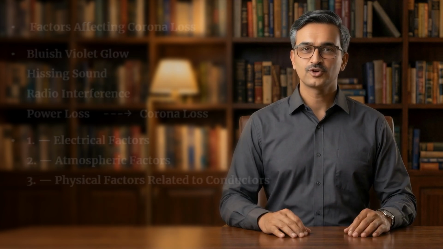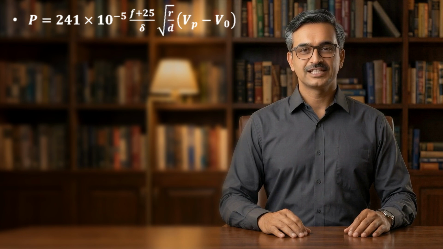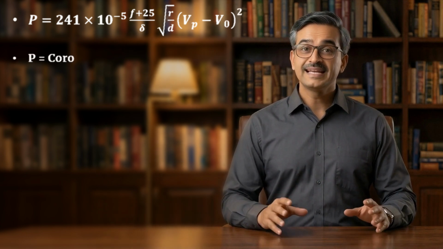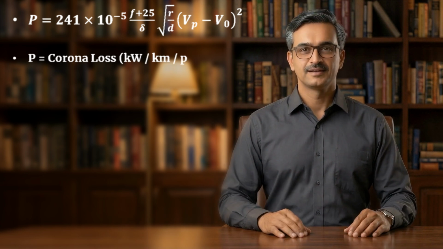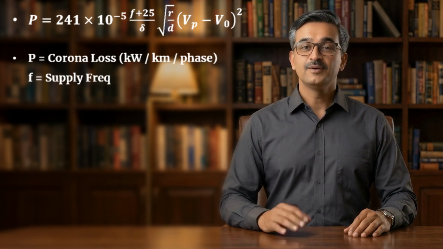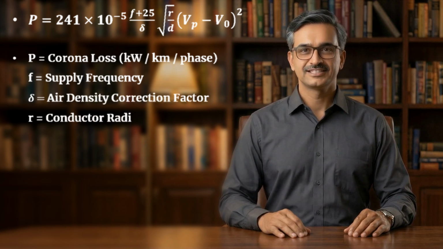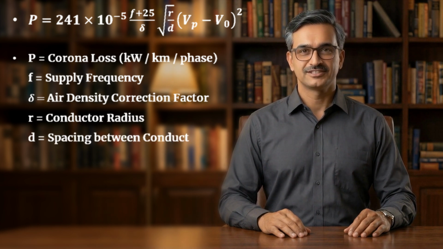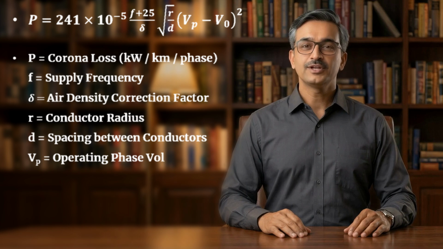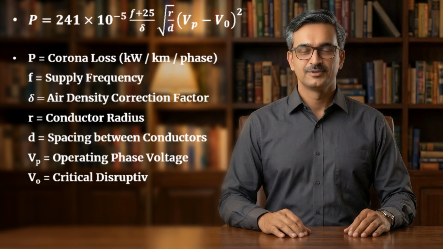The empirical equation for corona power loss is given by P equals 241 into 10 to the power minus 5 multiplied by (f plus 25) divided by delta, multiplied by square root of r by d, multiplied by (Vp minus V0) whole squared, where P is corona loss in kilowatt per kilometer per phase. f is the supply frequency. Delta is the air density correction factor. r is the conductor radius. d is spacing between conductors. Vp is operating phase voltage. And V0 is critical disruptive voltage.